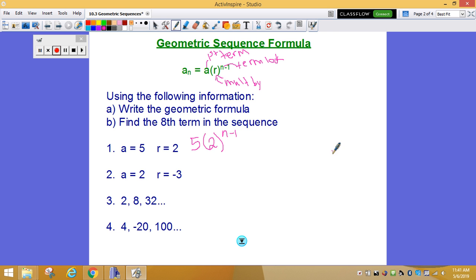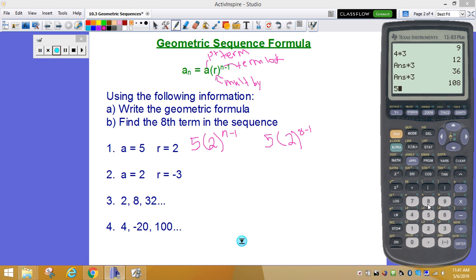So that's A. B says find the 8th term. So that means instead of N, I want to plug in an 8 because I want to find the 8th term. So let's type this in our calculator. 5, and in parentheses I got a 2. And it's raised to the, now when you type this part in, you need to put it in parentheses. It's raised to the 8 minus 1. Put that in parentheses. So the 8th term would be 640.